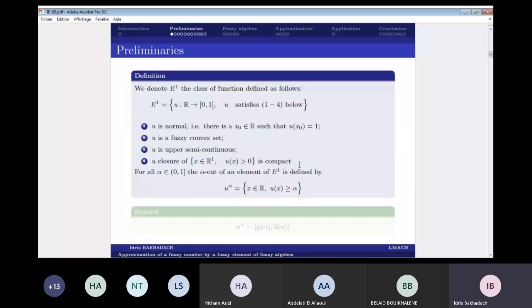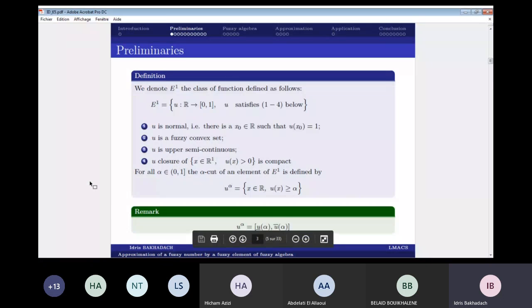So let's recall some definitions as we have seen previously by Hafida. A fuzzy number set is defined as follows: a fuzzy class which satisfies four properties: it is normal, fuzzy convex, and upper semi-continuous, and the closure is compact. As a remark, we can say that the alpha cut is an interval of the real line, with U alpha the upper alpha cut and the lower alpha cut.